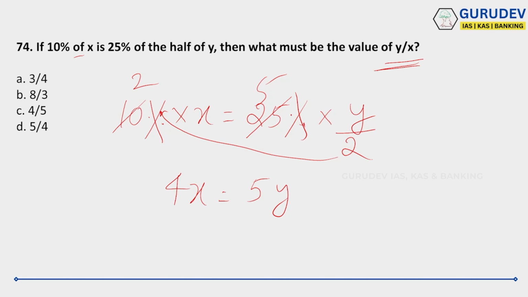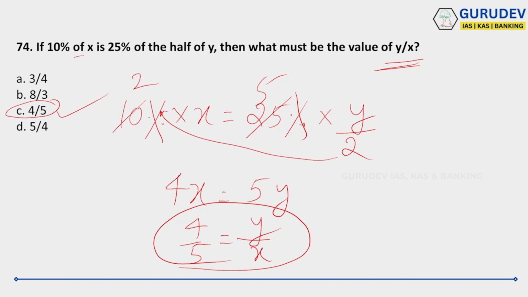What is he asking? y by x. So y will be here, x goes in the denominator. On the left hand side we have 4 in the numerator, 5 goes in the denominator. So this will be 4 by 5. Option number C will be the right answer.